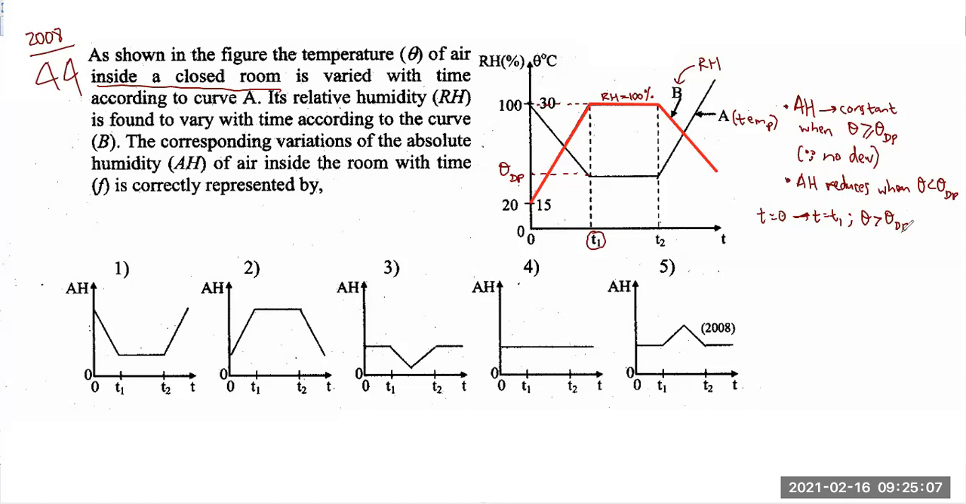So what can you say about absolute humidity, guys? Absolute humidity should be constant. After that only you have to be very careful. Yeah, after that RH is remaining at 100. The air is saturated. But look at the temperature after that.